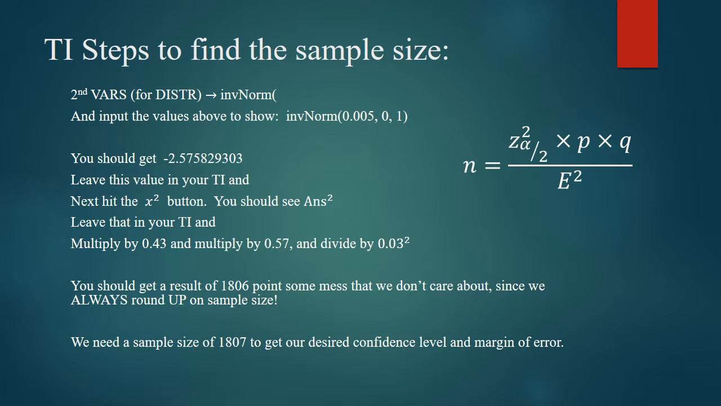0.03 squared. And then you're going to get a result of 1806 point something, and we don't care because you always round up on sample size. So 1806 point something becomes 1807. And that is the sample size we need to get our desired confidence level, 99% confidence level, with a margin of error of no greater than 3%.